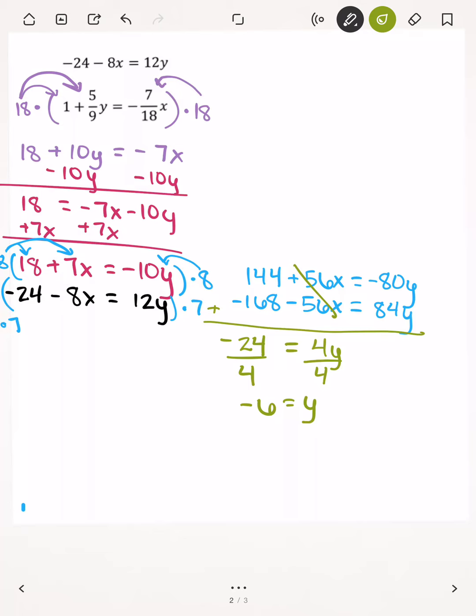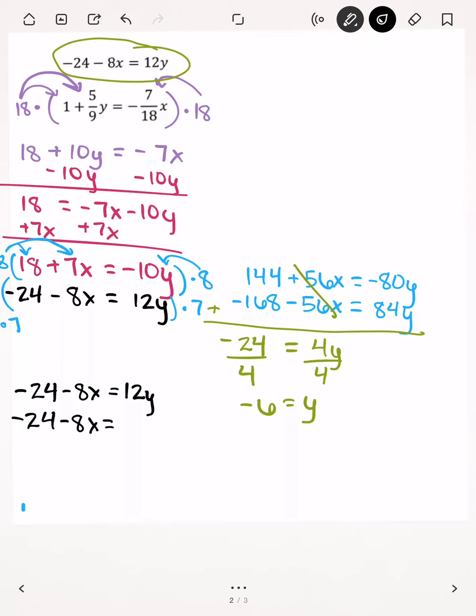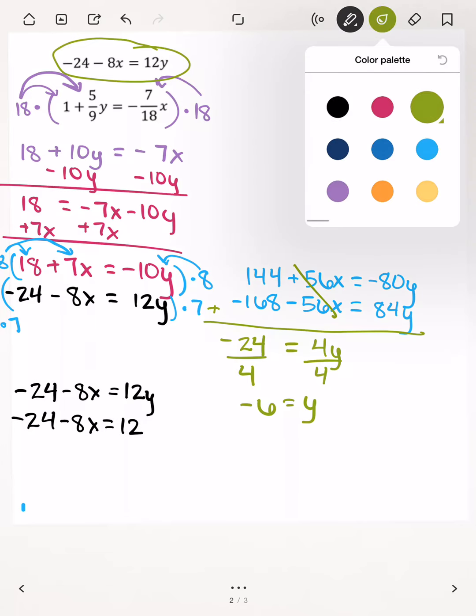Now what I need to do is substitute this back in to solve for x. I'm going to go back all the way to my original first equation, and I'm going to plug that in for my y value, just in case I made any mistakes throughout this process. So I'm going to rewrite this equation. I have a negative 24 minus 8x equals 12y. But instead of y, I am going to substitute in the value I just found y to be, which is negative 6.